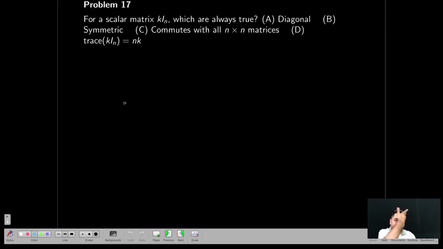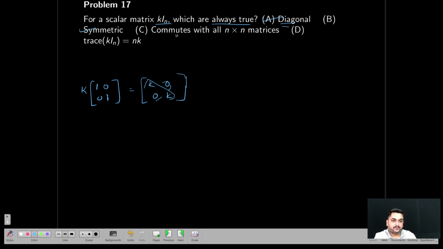Next, for a scalar matrix K In, which are always true. Scalar matrix means what? K into some identity matrix, 1 0 0 1. K is a scalar value here. So this is nothing but K 0 0 K. For example, a 2 cross 2 scalar matrix. Now, is it a diagonal matrix? Yes, it is a diagonal matrix. This is true. Is it symmetric? Yes, A is equal to A transpose. This is symmetric.